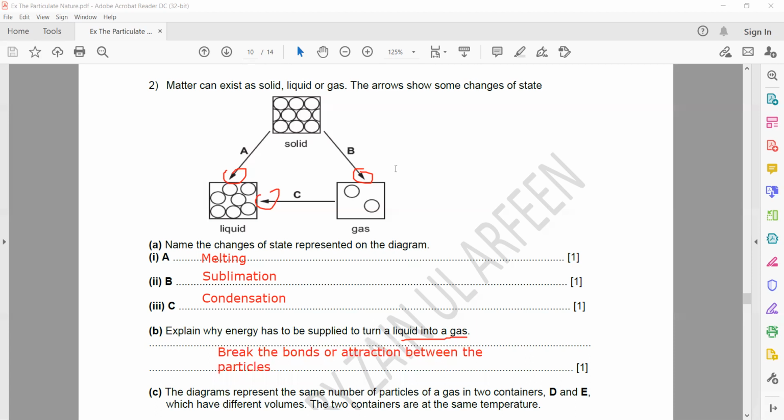That's why we have to supply energy, because for example, in a liquid the particles are closer compared to those in gas, and they have attraction between them. The red line is representing the bonds or attraction, so we have to break this bond. So how can we break this bond? By supplying the energy. The moment we supply energy, the bonds will break, and as the bonds break, the particles move away from each other. So basically to break the force of attraction between the particles.